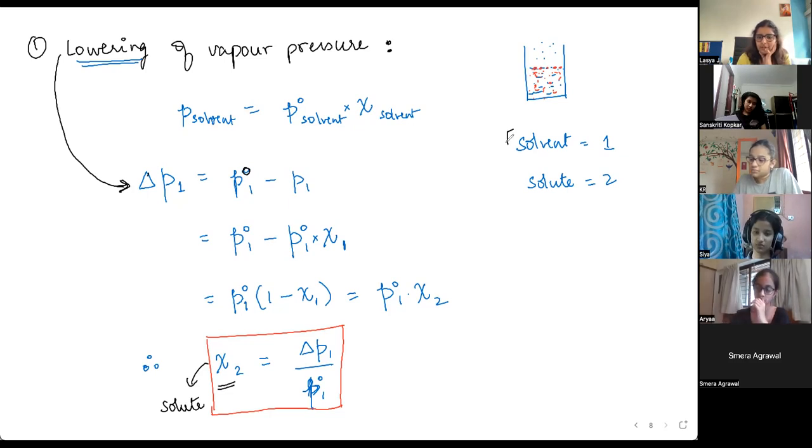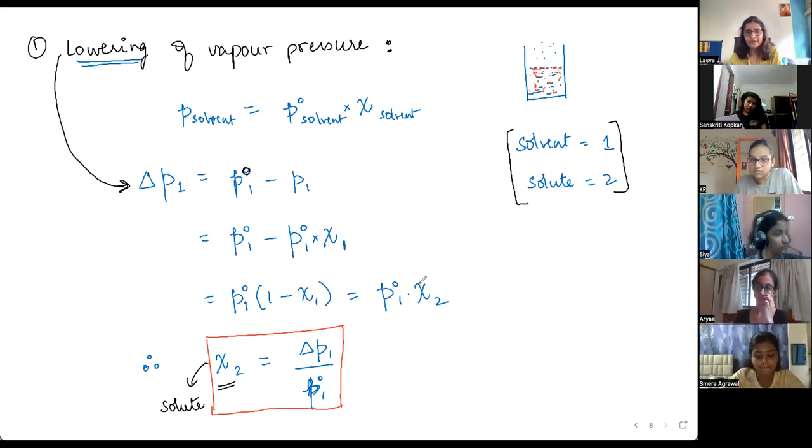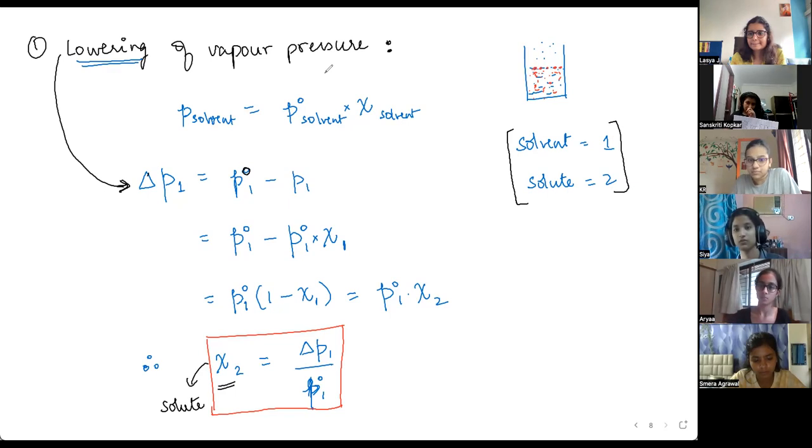That's why I've written solvent 1, solute 2, like so that there's no confusion. Do you want to discuss all 4 of them, or should we do some numericals on this and then go to the next property? Numericals. Do like one numerical.